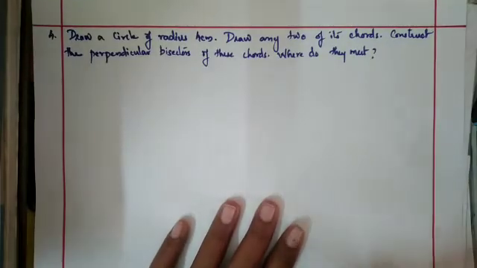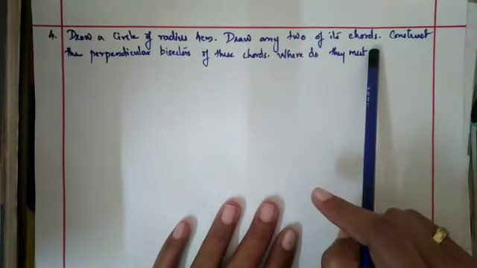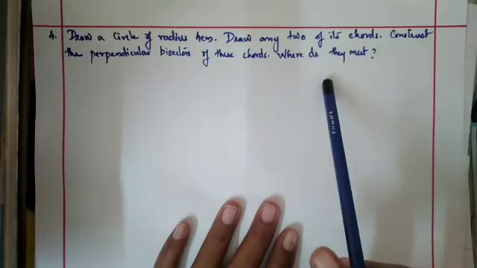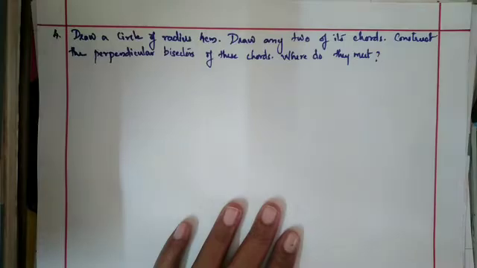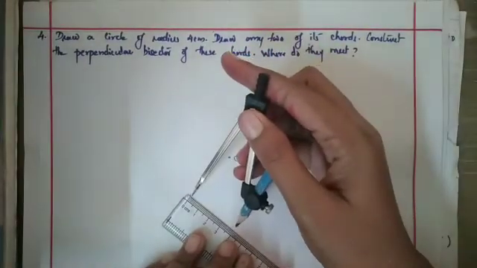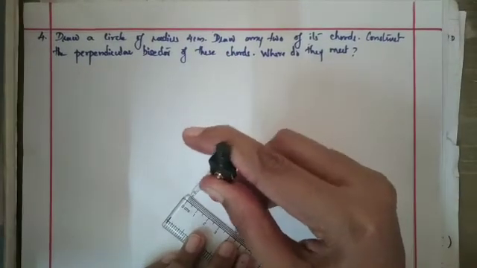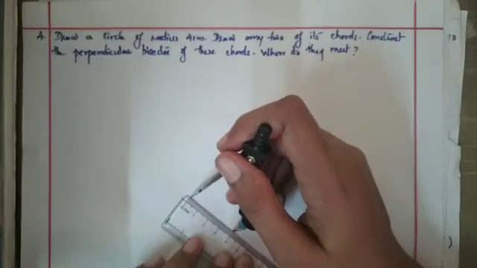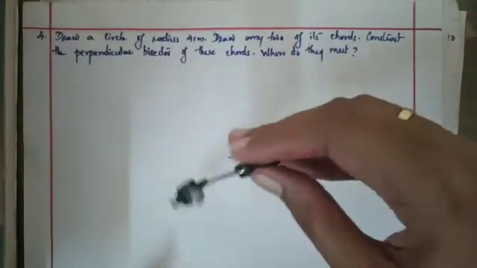Next, question number 4. Draw a circle of radius 4 cm. Draw any two of its chords. Construct the perpendicular bisectors of these chords. Where do they meet? So, you have to first draw a circle of radius 4 cm. Mark the center O. Then take a compass, take a radius 4 cm on your compass. Then draw the circle.